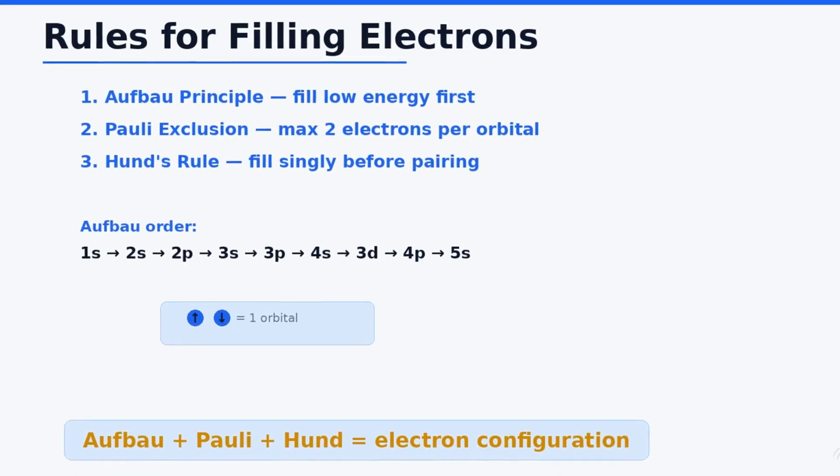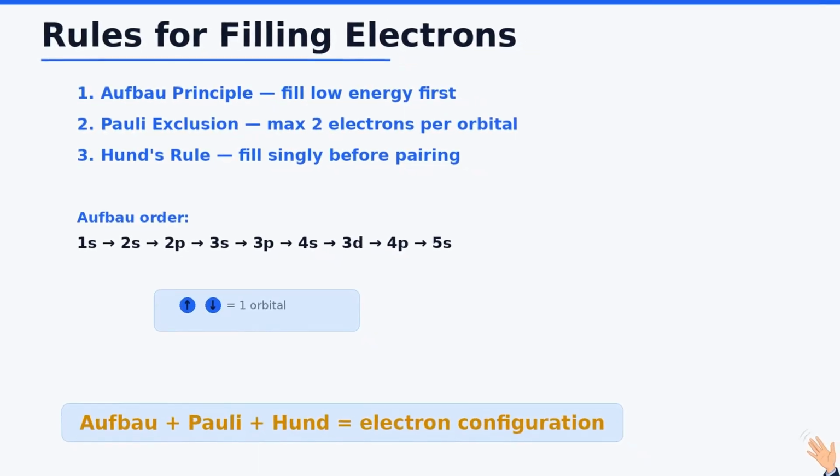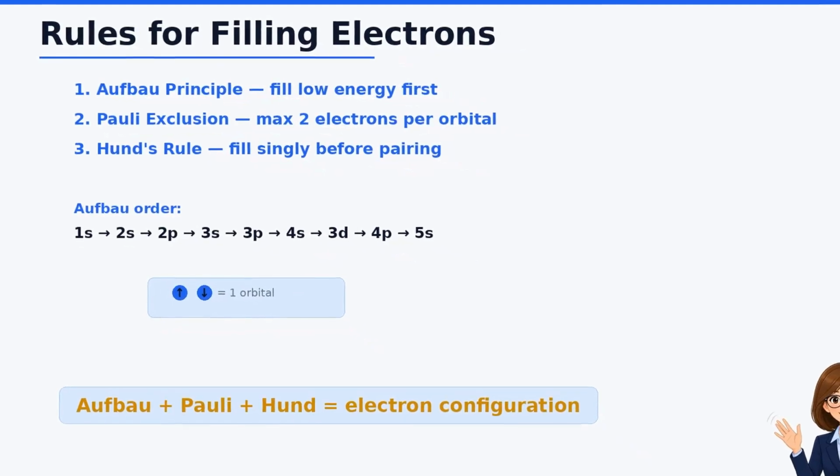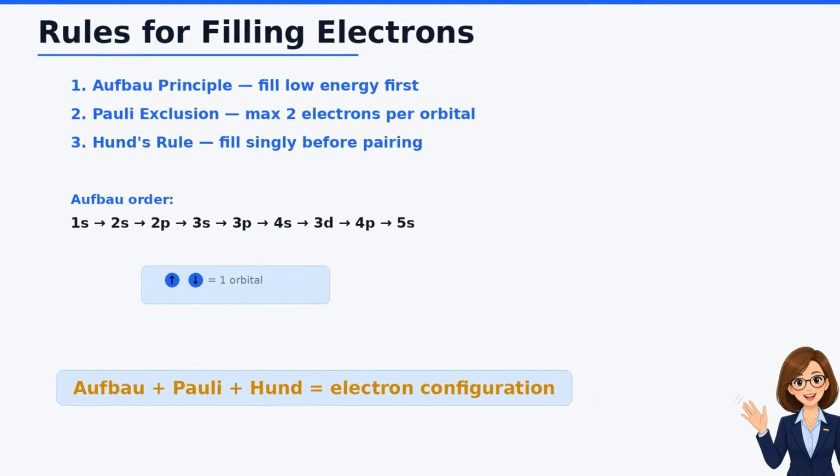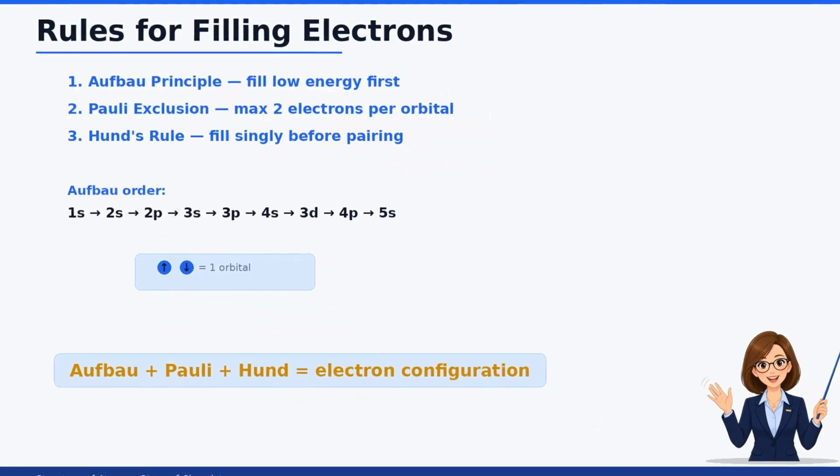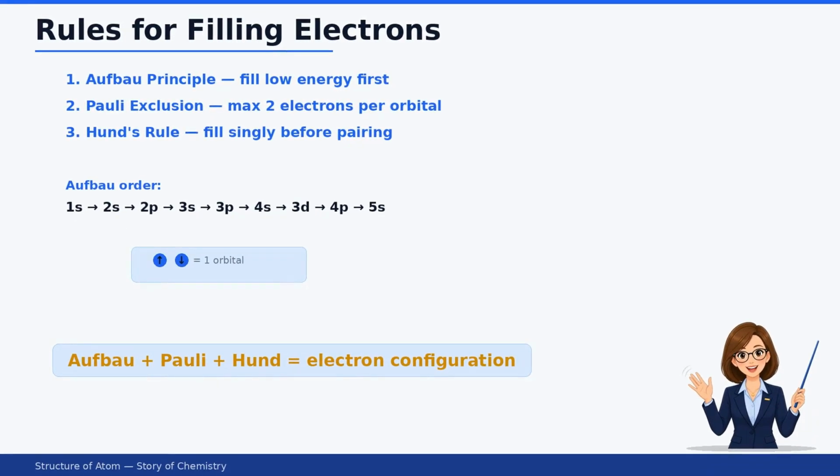To build an atom's configuration, we follow three friendly rules. Aufbau's principle says, fill the lowest energy orbitals first. Pauli's exclusion principle says, each orbital can hold a maximum of 2 electrons with opposite spins. And Hund's rule says, fill each orbital singly before pairing them up. Together, these give us the electron configuration.